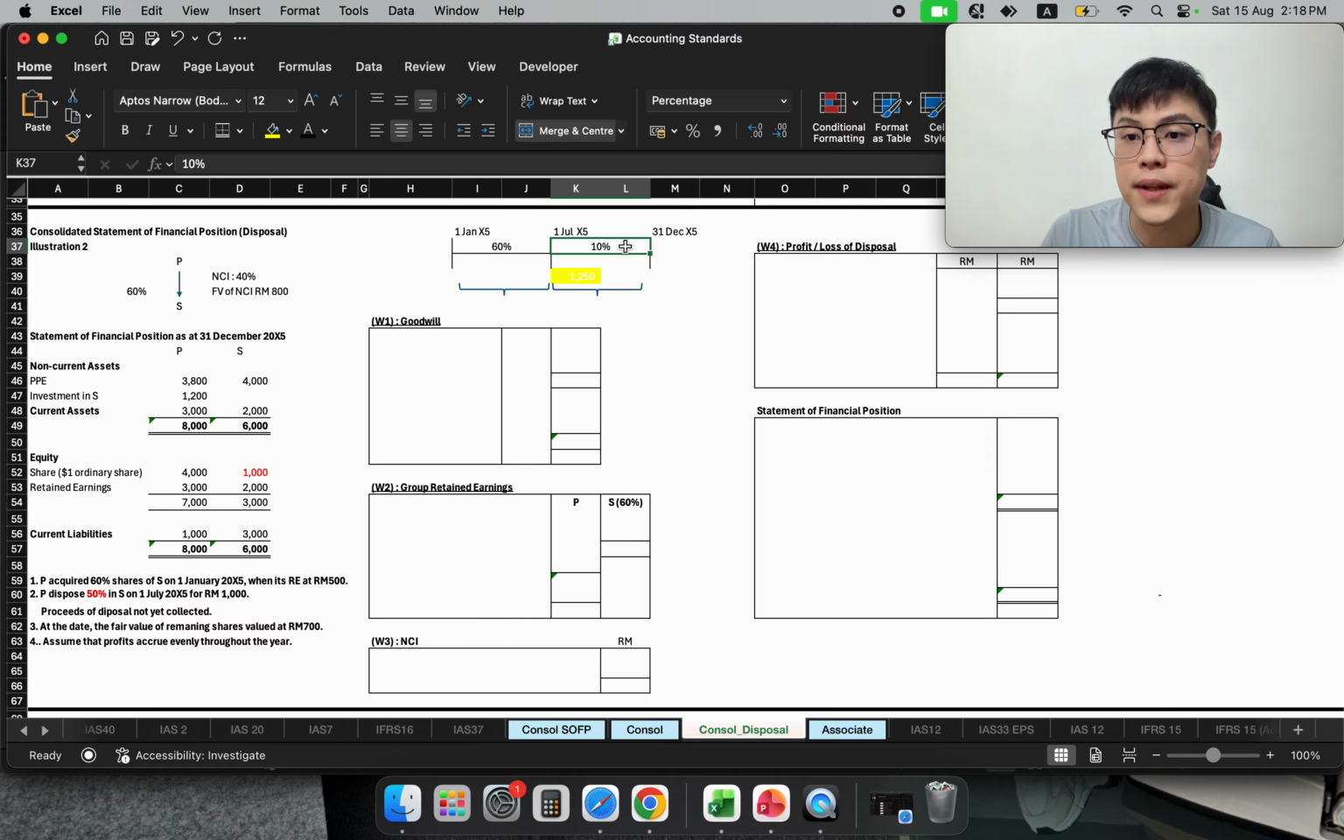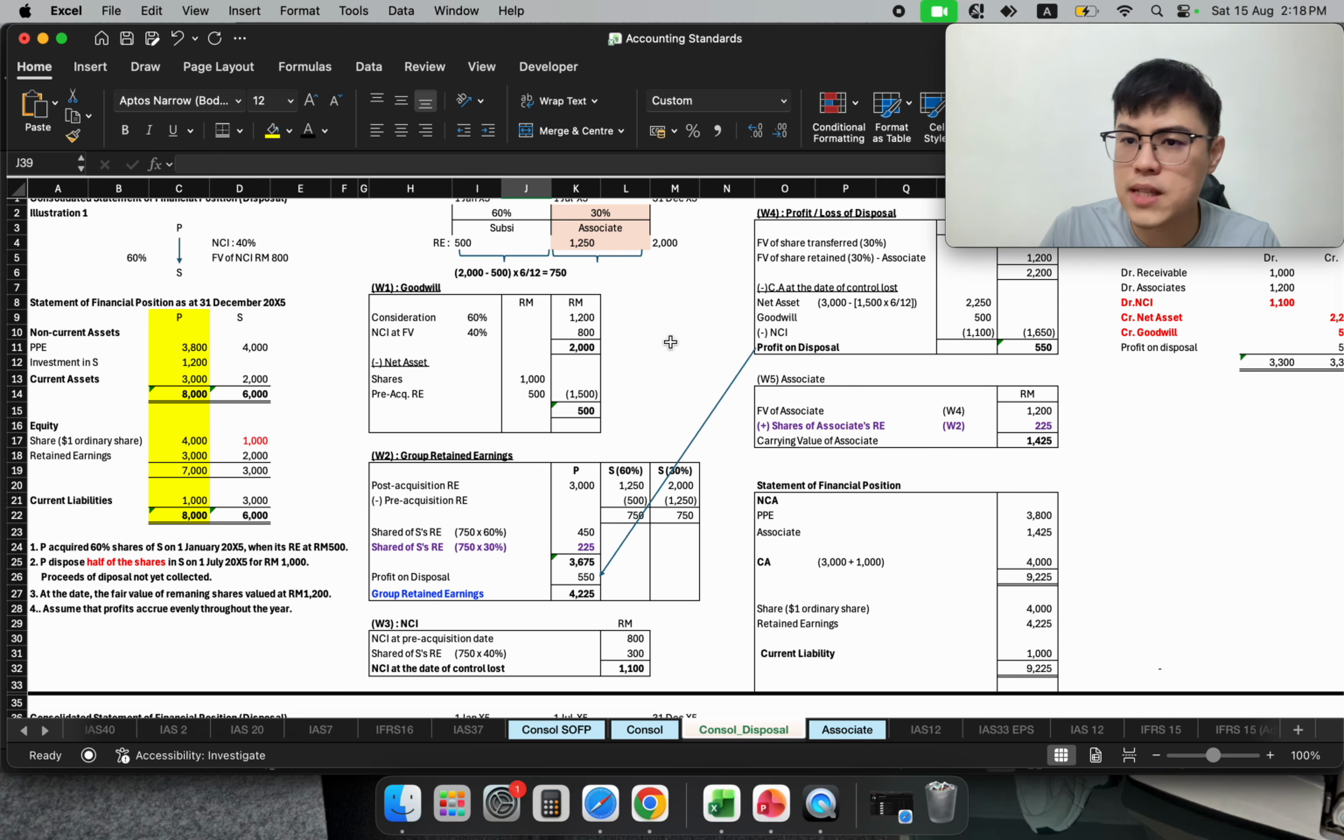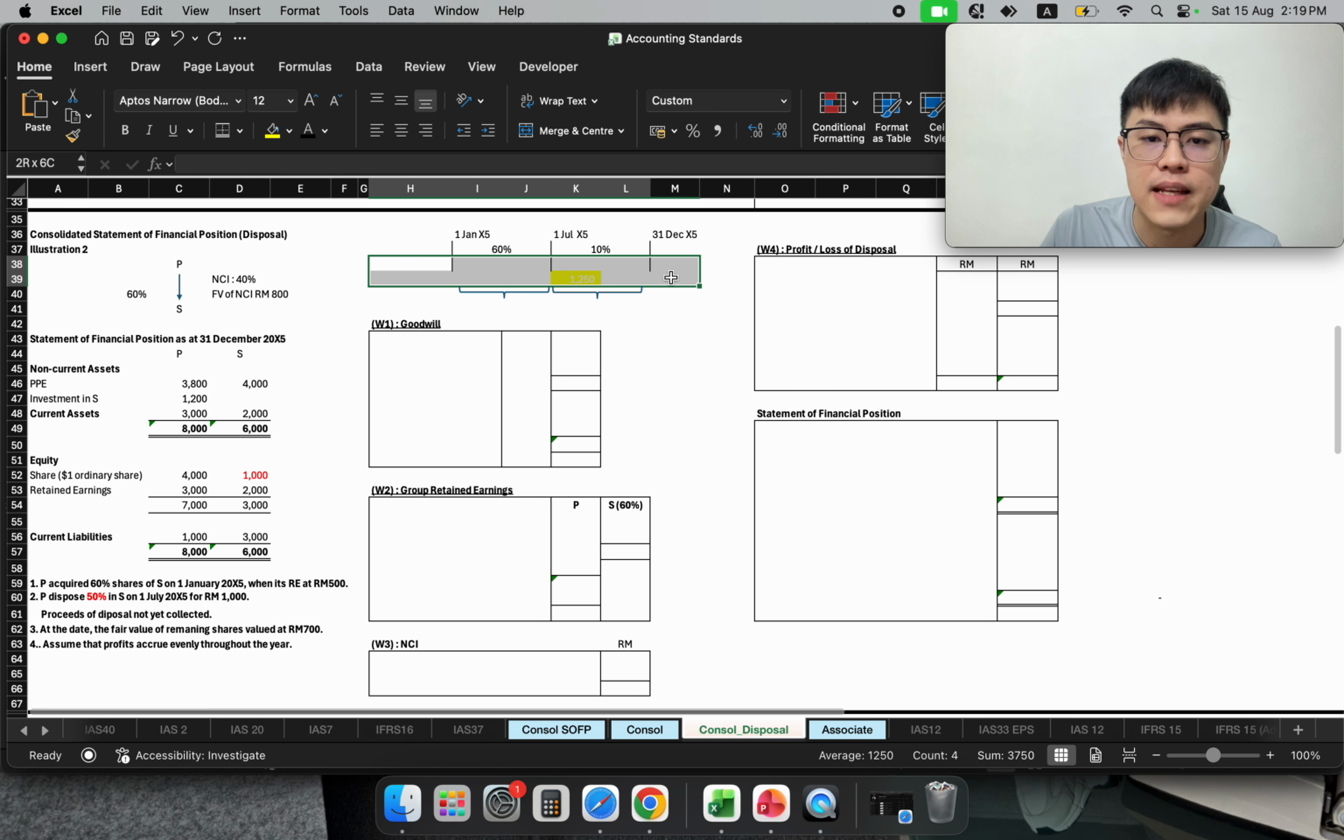So we still retain 10%, meaning to say this is not subsidiary to subsidiary. This is subsidiary to IFRS 9 financial instruments. So meaning to say we will lose control as well. So this scenario and the previous scenario are actually almost the same. So what are we going to do here? Let's analyze.